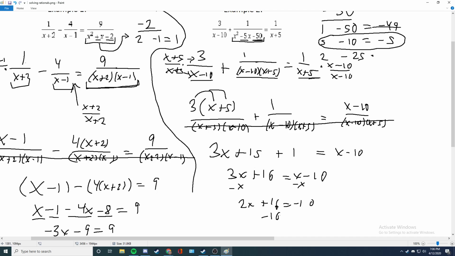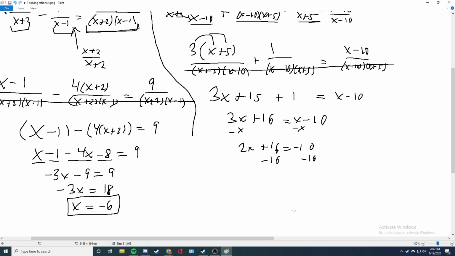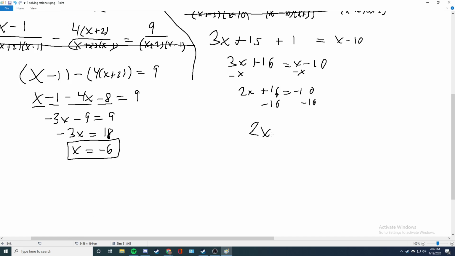And then we'll subtract that 16 over. And we get 2x equals negative 10 minus 16, which is negative 26. We'll divide by that 2, and x is equal to negative 13 as our final answer.